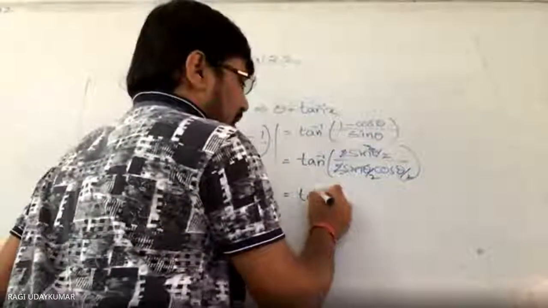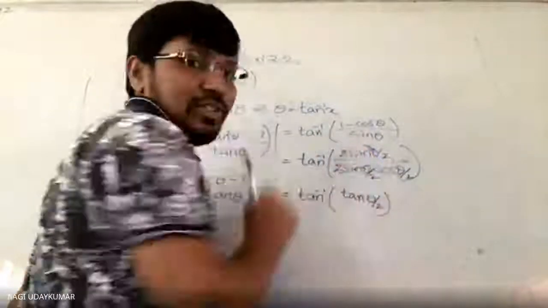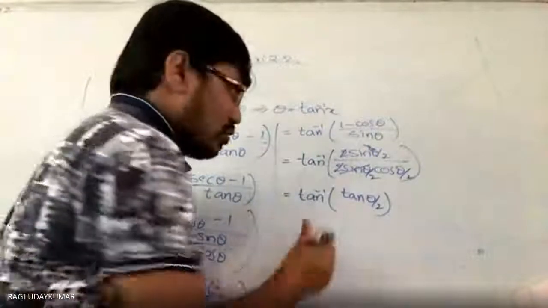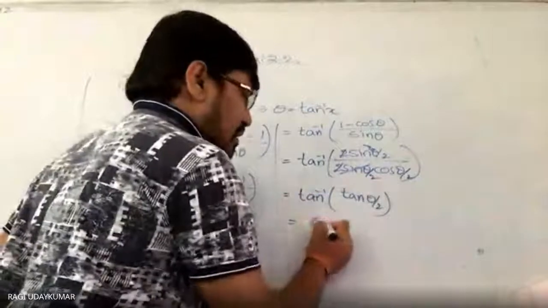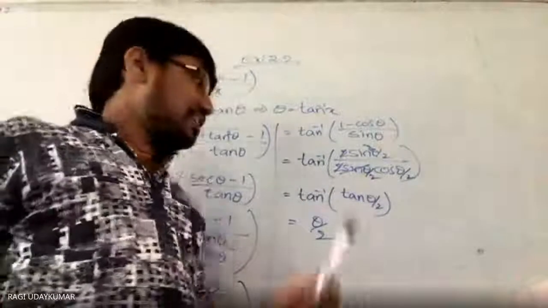So what do you get here? Tan inverse of tan theta by 2, because it is sin theta by 2 by cos theta by 2. So tan inverse of tan theta by 2, and you will get theta by 2. Can anyone tell me the condition when this is possible?